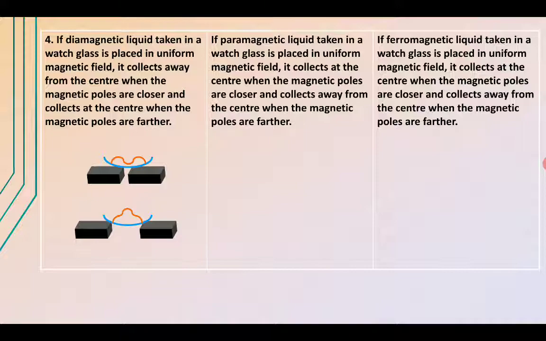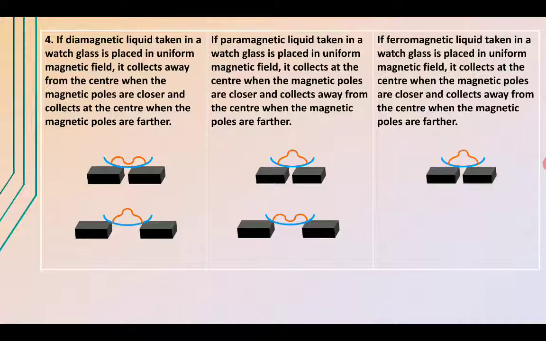But if a paramagnetic liquid is taken in a beaker and that beaker is placed over a magnet, so if the magnets are close, in that case that liquid is collecting at the center. But if the magnets are far apart, then the liquid is collecting at the poles of the two magnets and we are getting a dip at the center. Same result we are getting for ferromagnetic substances as well.